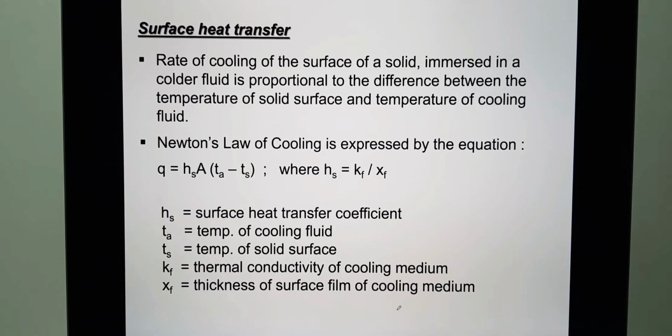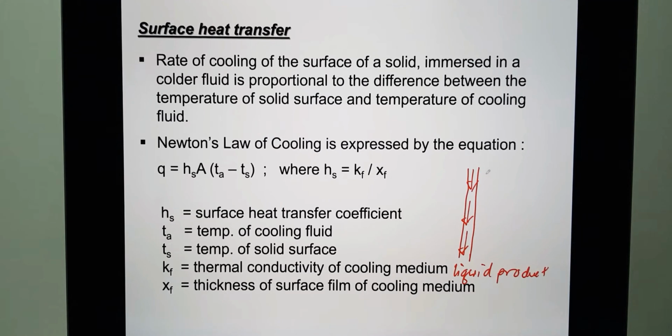For surface heat transfer, the rate of cooling of the surface of a solid, whereby it is immersed in a colder fluid, is proportional to the difference between the temperature of the solid surface and the temperature of the cooling fluid. Alright, for example, just now I mentioned the cooking pot or the bowl. So I'll give you another example. Let's say I have this particular tubing, and in this tubing your liquid product is moving.